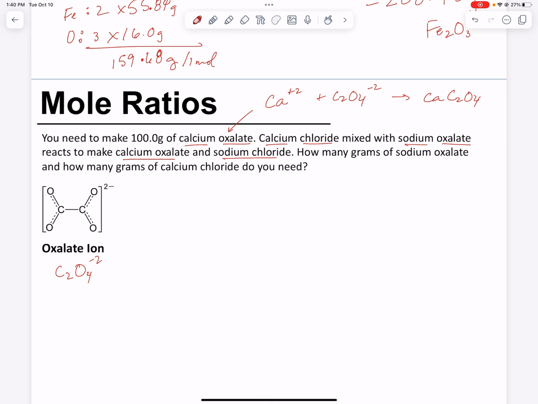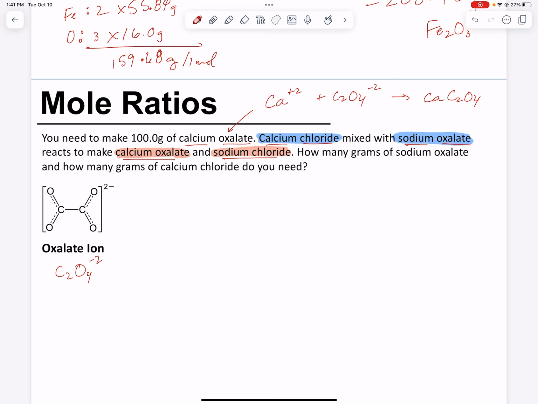How many grams of sodium oxalate? These are our reactants. Okay, I'll highlight our reactants in blue. There's one reactant, there's our second reactant. So there's a lot going on here in this problem. And then our products, I'll highlight in a different color. This is our first product that will make calcium oxalate. We're trying to make 100 grams of it. And as a byproduct, we'll get sodium chloride. So how many grams of sodium oxalate and how many grams of calcium chloride do you need?